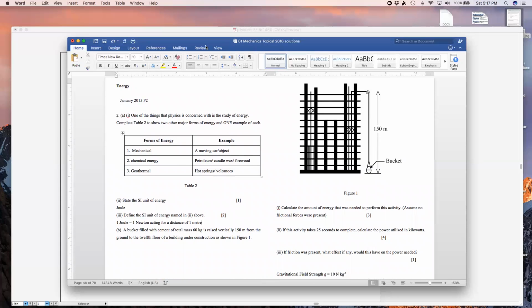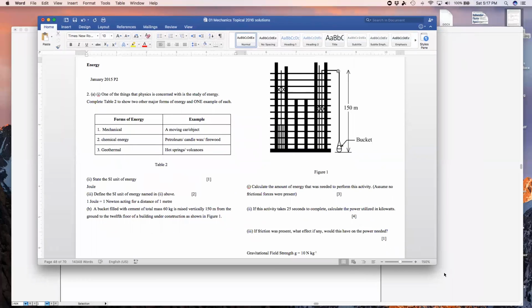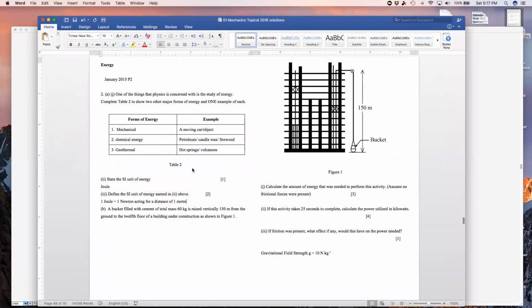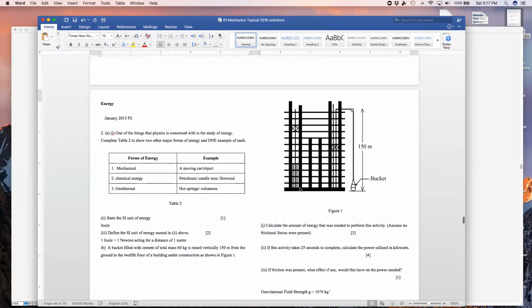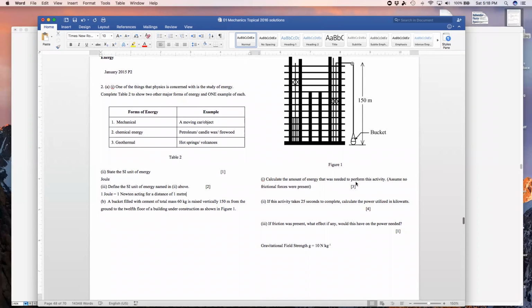So now this part here. A bucket, let's make this a little bit bigger because I'm going to try to type the answers here one time. A bucket filled with cement of total mass 60 kilograms, total mass meaning the mass of the cement and the bucket, is raised vertically 150 meters from the ground to the 12th floor of a building under construction, which is example 1. Calculate the energy that was needed to perform this activity. Now, what kind of energy would the bucket have at the top? The bucket will have potential energy at the top. And we have to give it an amount of energy equal to the potential energy it gets.